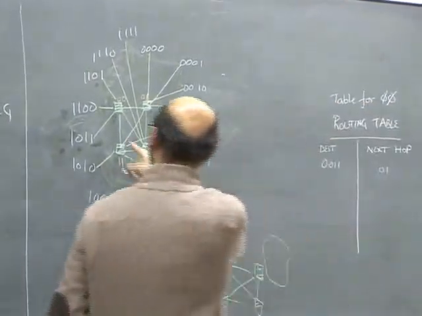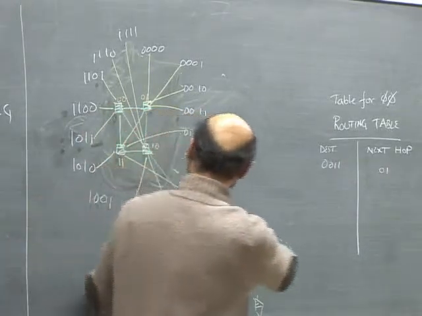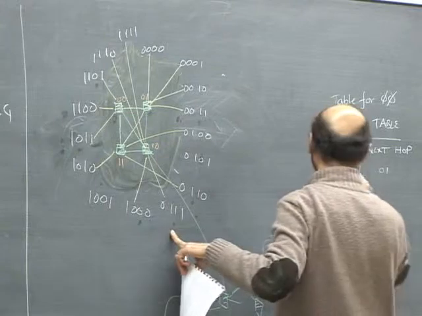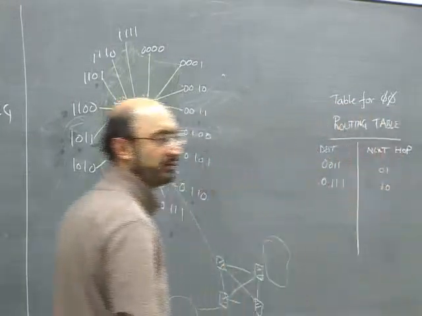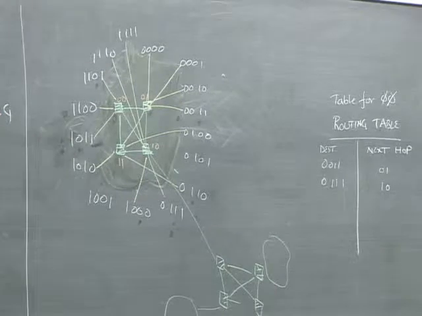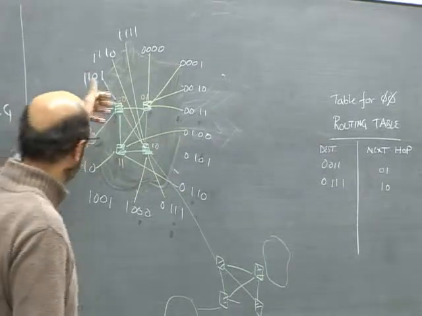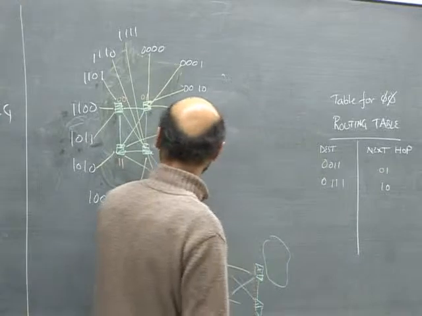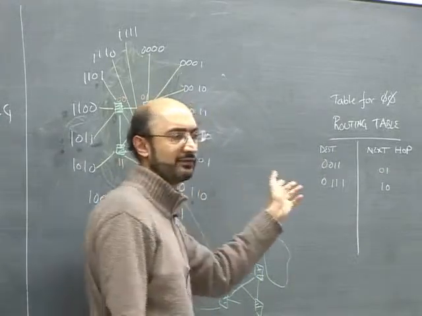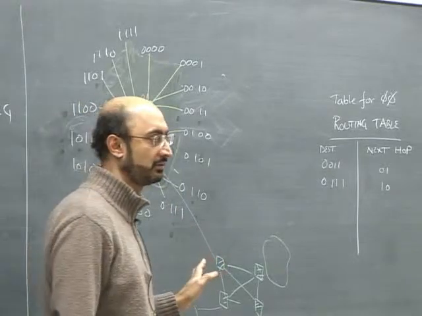So if I say destination is 0111, then the next hop is 10, okay? And so on. Does everybody see how to fill in the table? For every destination that is not a local one, we need to have the next hop router. We send it to that router, and that router says, oh yeah, that's mine, and off it goes, okay? Any questions about this?